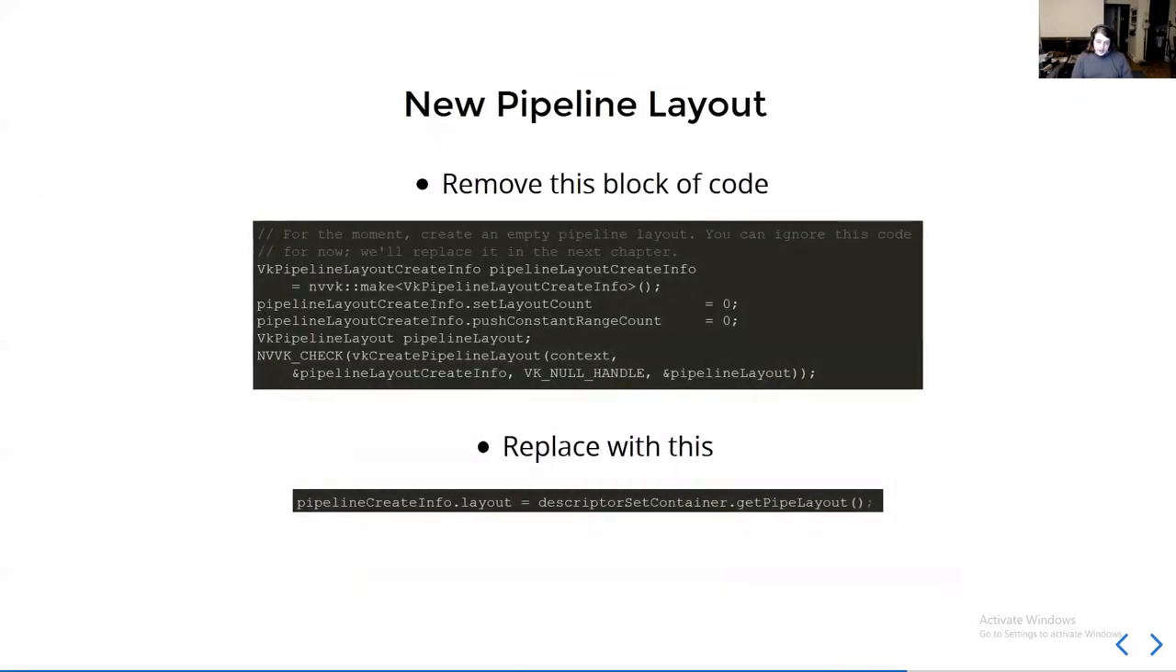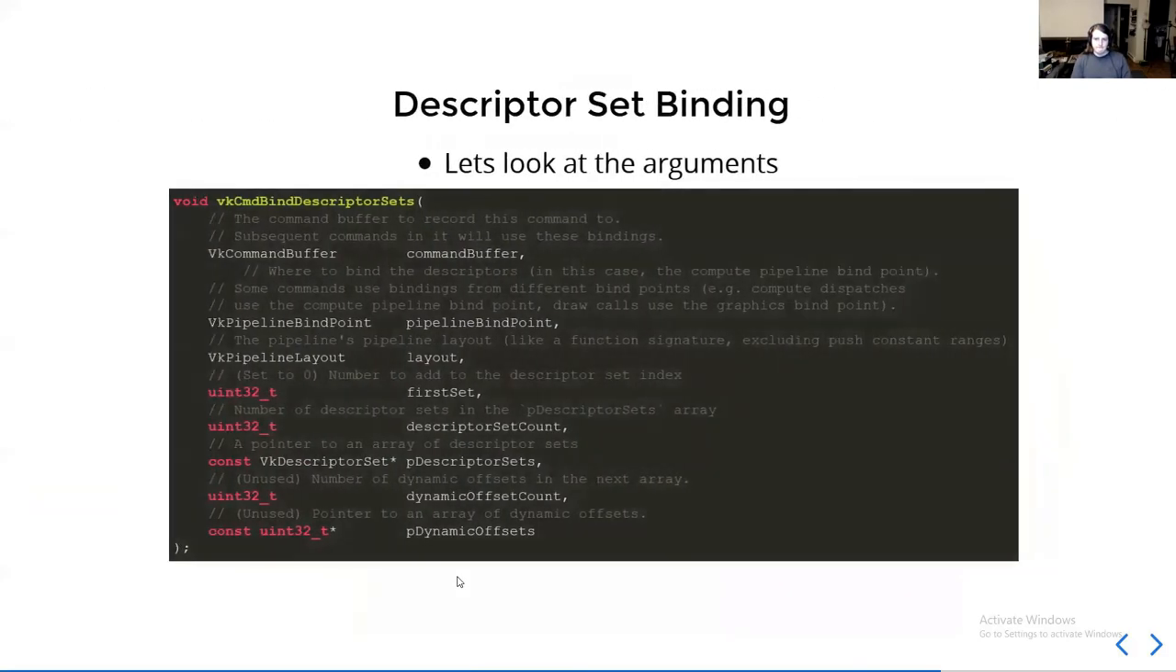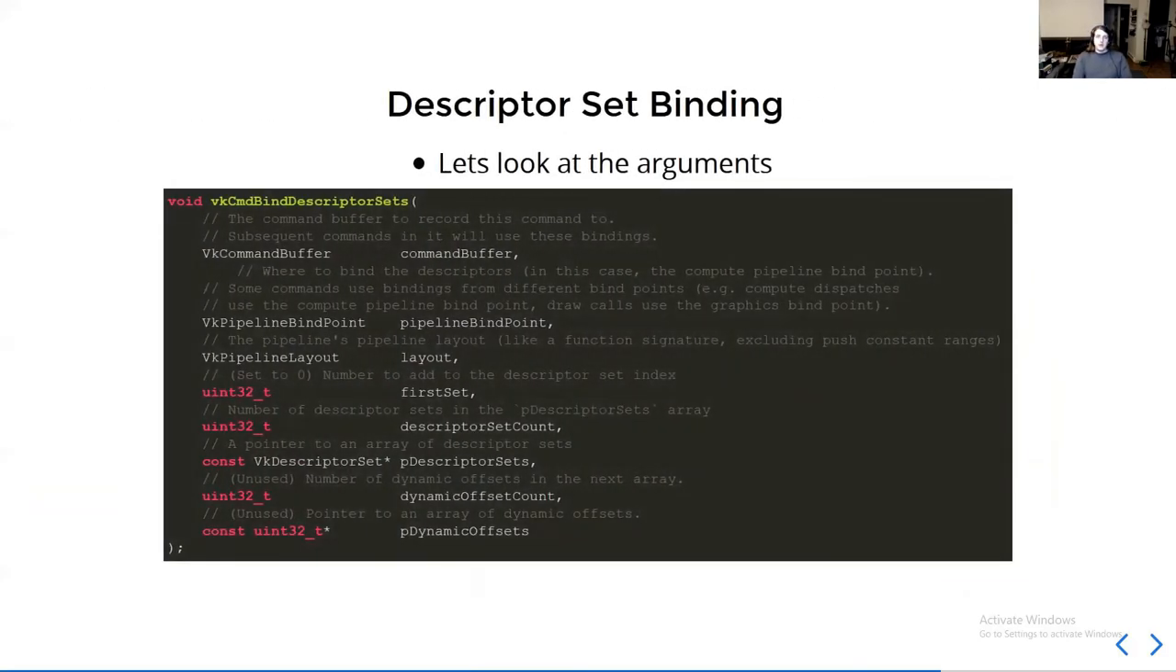We need to update the pipeline layout. Before, we had to create the struct and then call the vkCreatePipelineLayout on it. Because the descriptor set container does that for us, we can replace this block of code with this nice single line, and it will do the right thing for us. We now have everything ready for command buffer recording.